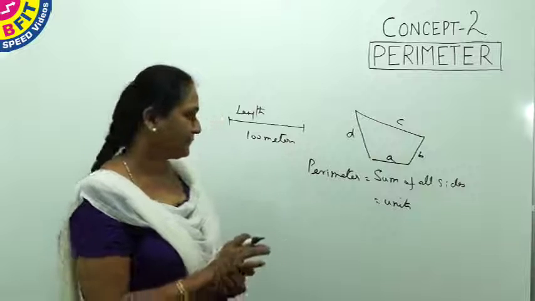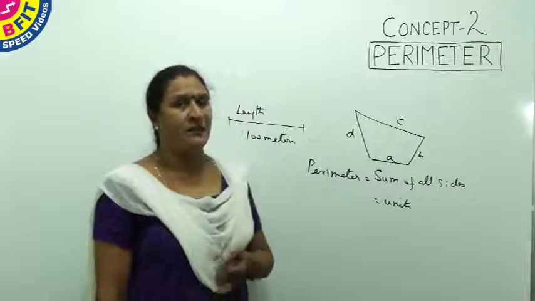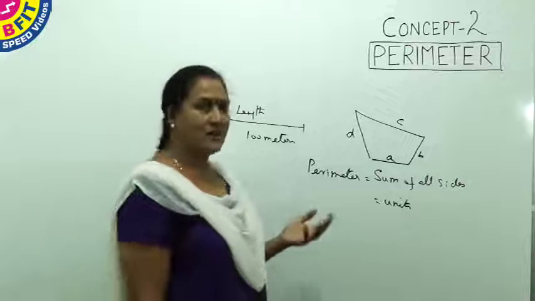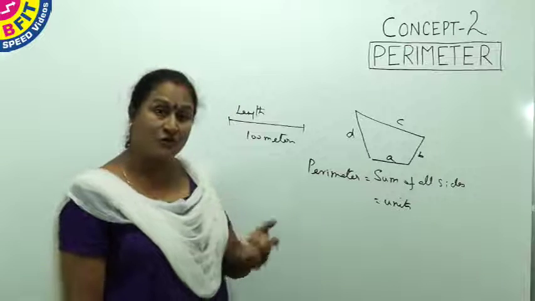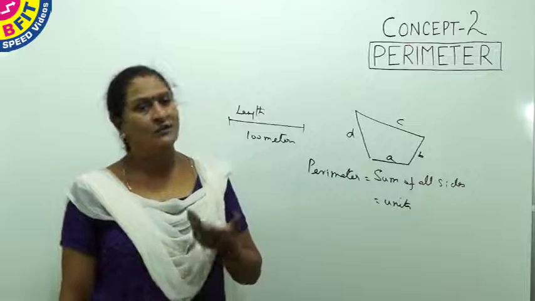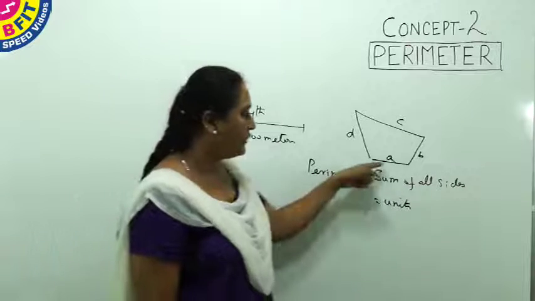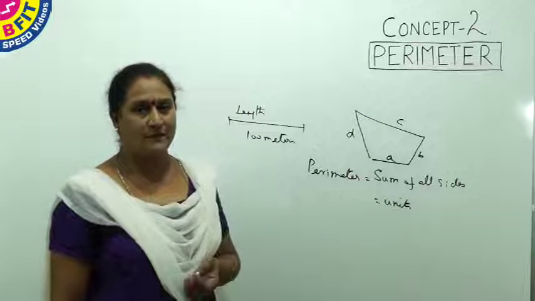for any polygon. And now for which type of questions will we use this perimeter calculation? When they ask the length of a fence, the length of a compound wall, or the cost of fencing a field, square field, rectangular field or a circular field. So whenever we talk about the boundaries, we use the perimeter concept.